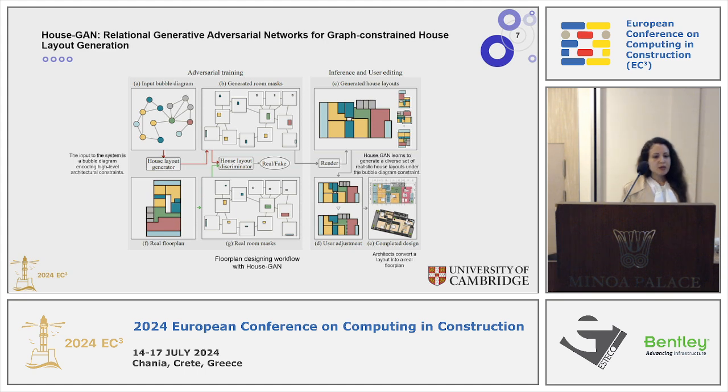This is an example of using generative adversarial network for designing the floor plan, and in this figure you can see the floor plan designing workflow with HouseGAN. The input to the system is a bubble diagram encoding high-level architectural constraints, and HouseGAN learns to generate a diverse set of layouts, and after that the architect can convert those layouts to the real plans.